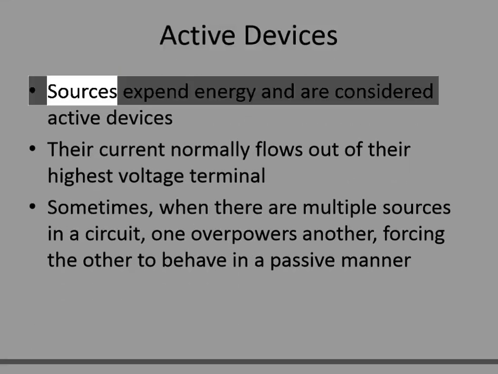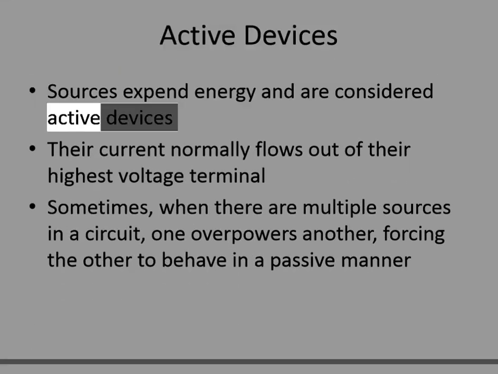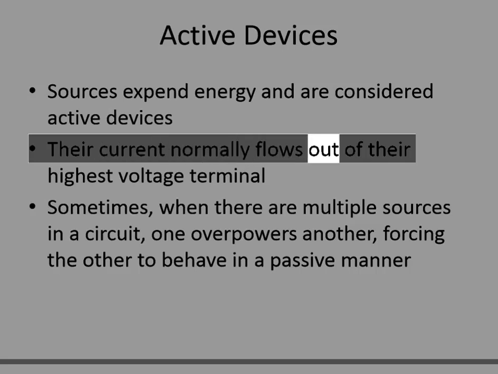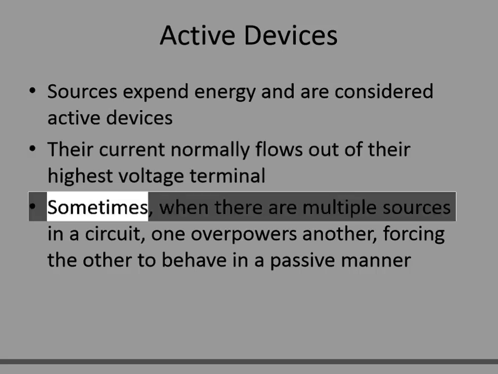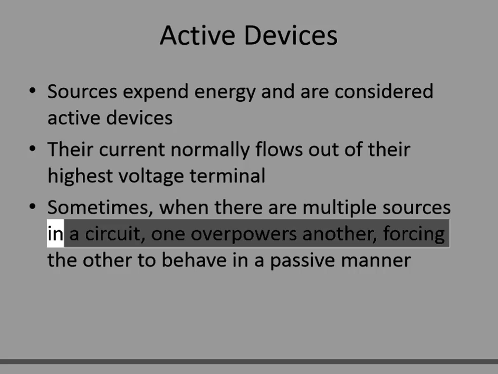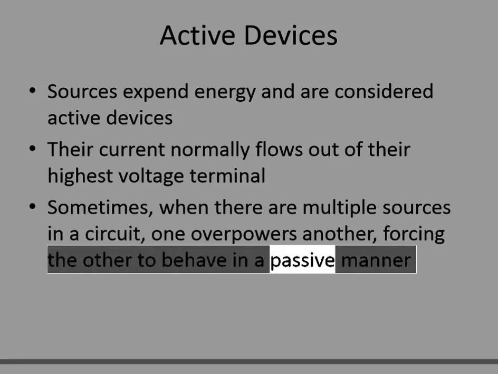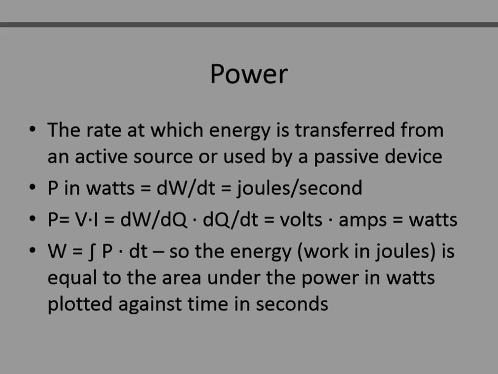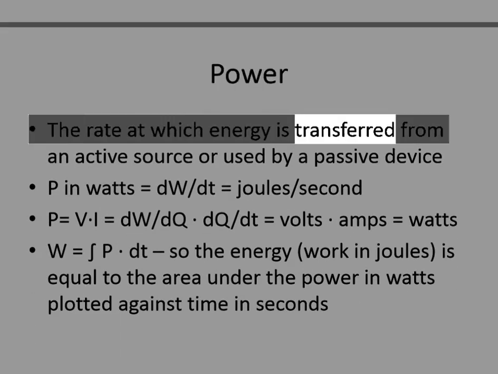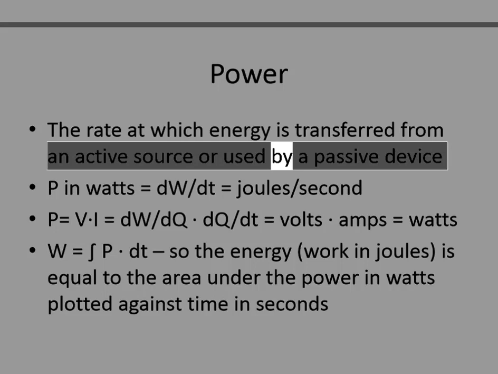Active devices. Sources expend energy and are considered active devices. Their current normally flows out of their highest voltage terminal. Sometimes, when there are multiple sources in a circuit, one overpowers another, forcing the other to behave in a passive manner. Power. The rate at which energy is transferred from an active source or used by a passive device.